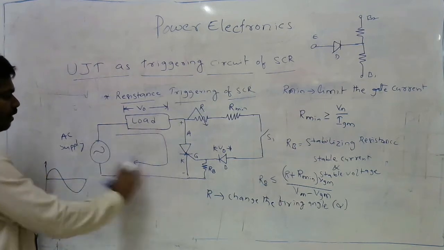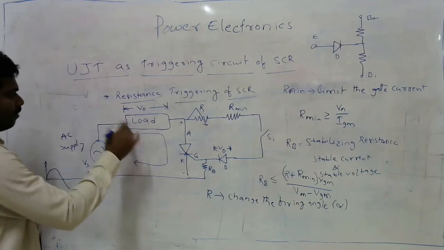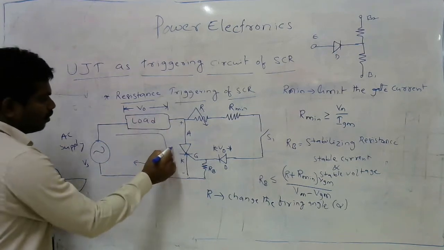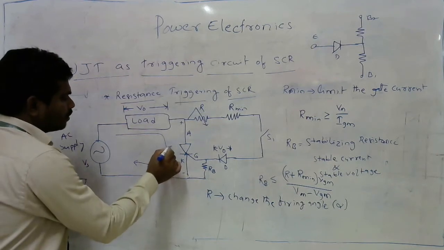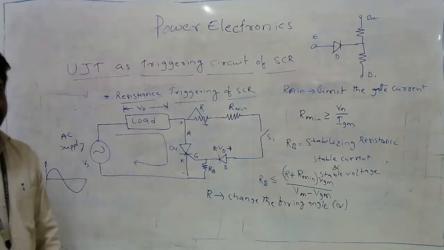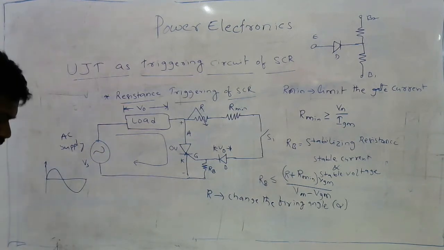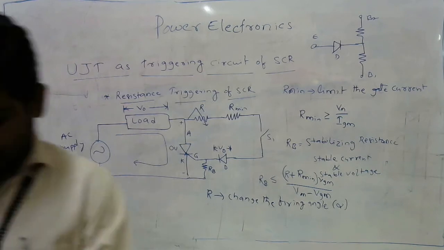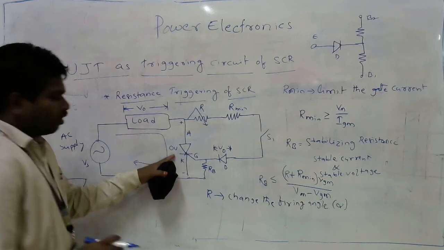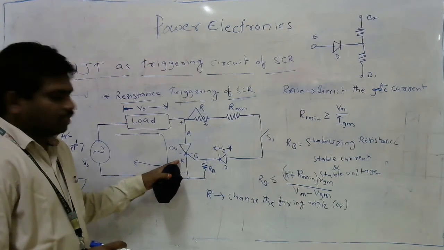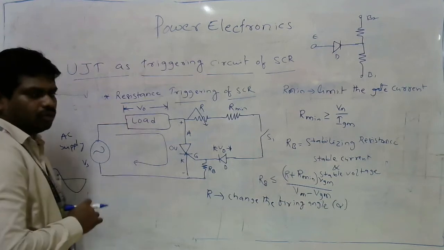Then the current is flowing like this. So whatever the supply is, the entire supply will be available across the load. Because after conducting, what is the voltage drop across the SCR? Voltage drop across the SCR will become 0 when it is conducting. It behaves like a short circuit. So the voltage across a short circuit is always the minimum value, 0. So the entire voltage will be available across the load.